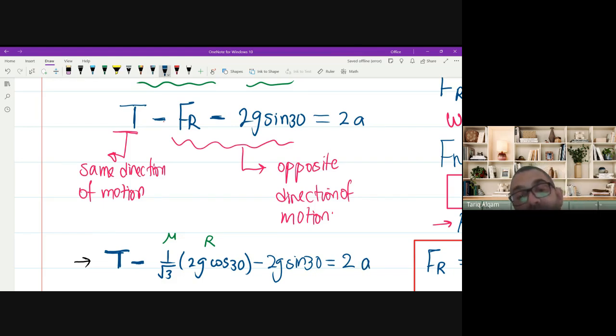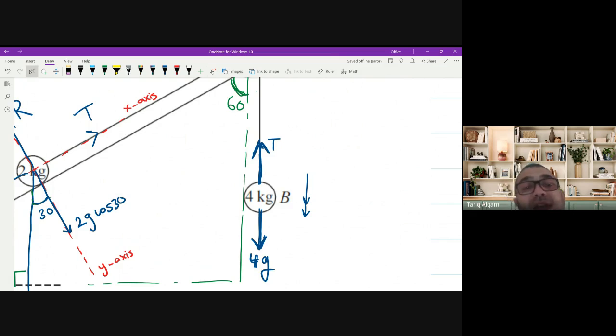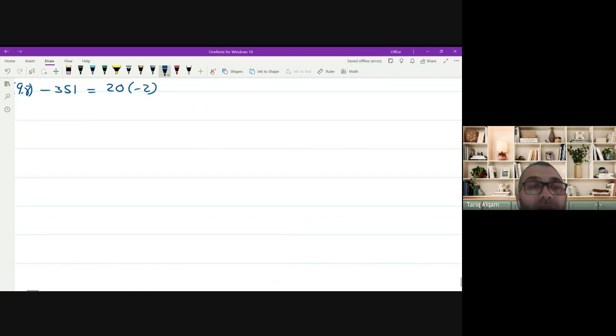Now I have two unknowns, tension and acceleration. What should I do? I have to do the same thing, but for particle B. Why? Because as long as the string is taut between the two particles, they will have the same acceleration, same tension, same speed, same velocity, same everything. They must act as one object, the whole system. So they have the same tension and acceleration. Now the motion for B is down the plane, so I have to consider B.